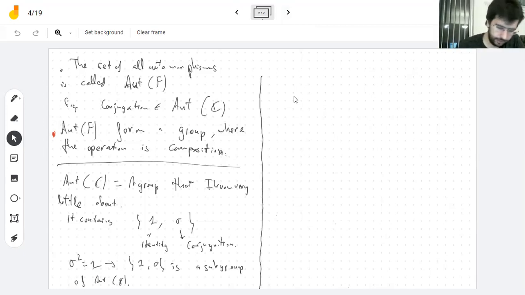Okay. Let me give you another example of an automorphism. Take any finite field.